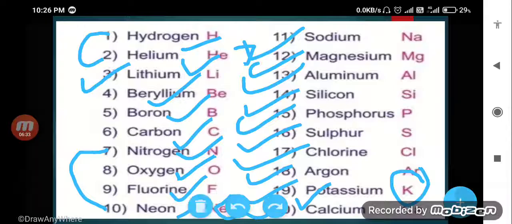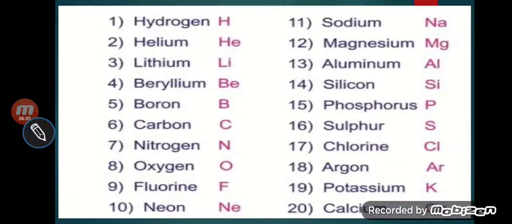So, it is very important for yourself, and you are requested to note down in your copy, and whenever school is opened, I will ask all the names of the elements from 1 to 20 along with their symbols. It is very important.